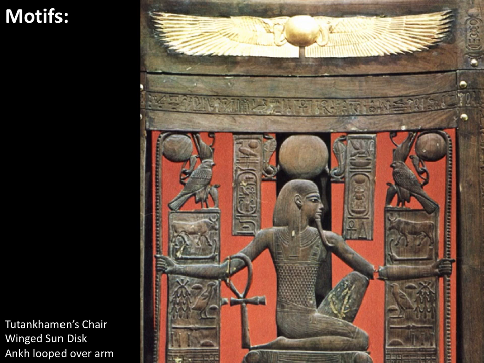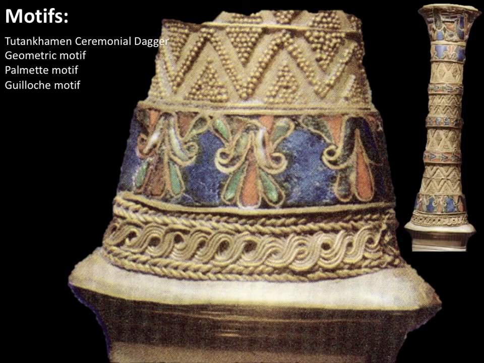Looking again at that chair from Tutankhamun's tomb, at the top here we see the winged sun disk again. That's along the top of this chair. And in the human figure here, you see hanging off the arm is an ankh, right? That ankh symbol. This is a close-up of the handle of a dagger that I wanted to show you. At the top, you see this geometric zigzag motif. And then we have that colorful palmette motif. And then underneath that, we have that kind of woven wave. That's called a guilloche. And that's a pattern we're going to see frequently. So the geometry, the palmette, and the guilloche are kind of cross-cultural images we're going to find.